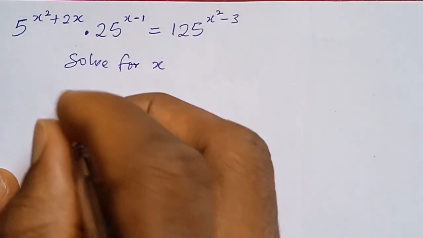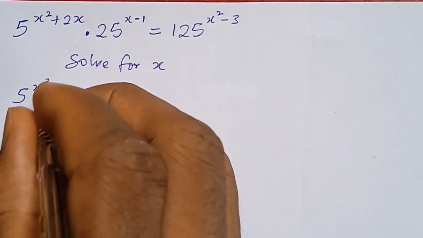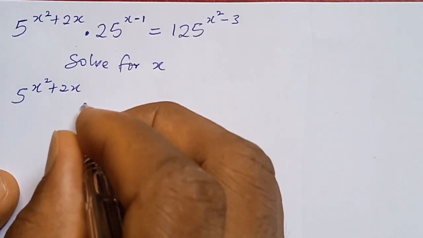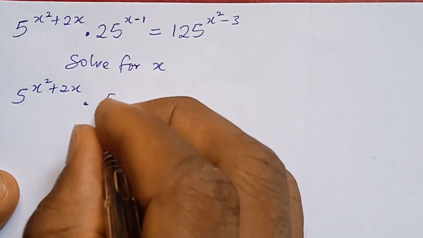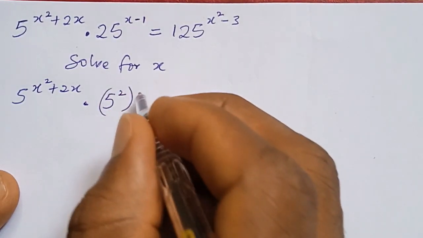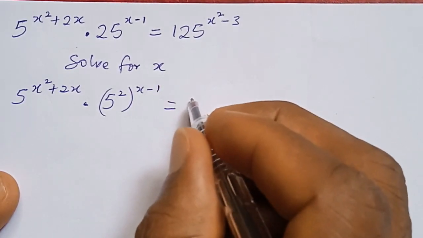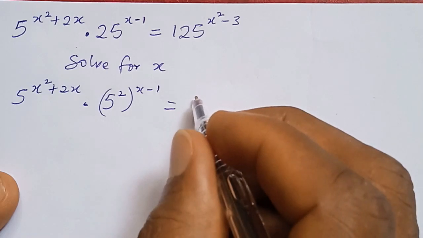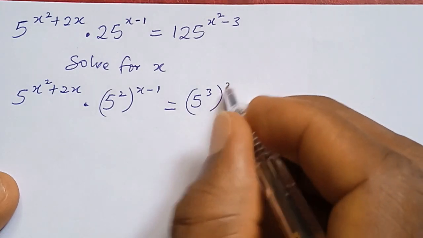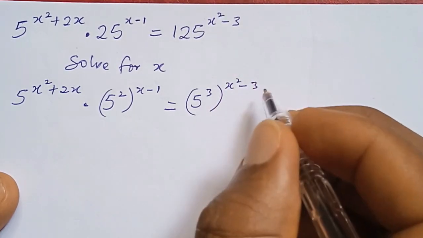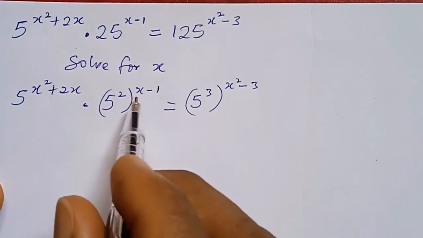So we have 5 raised to power 2 x raised to power 2 plus 2x multiplied by, converting this one to base 5 will give us 5 raised to power 2 into bracket x minus 1 equals to this 125 also give us 5 raised to power 3 into bracket x squared minus 3. So from here we simplify the power.